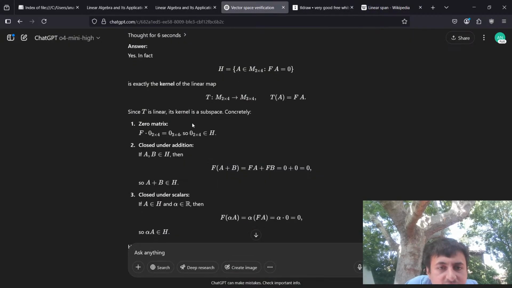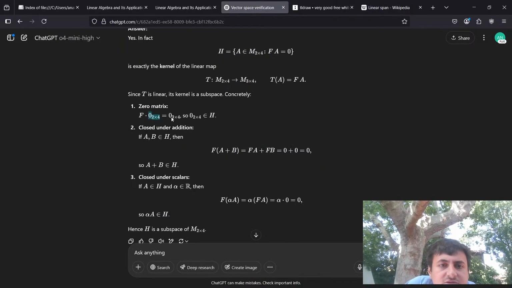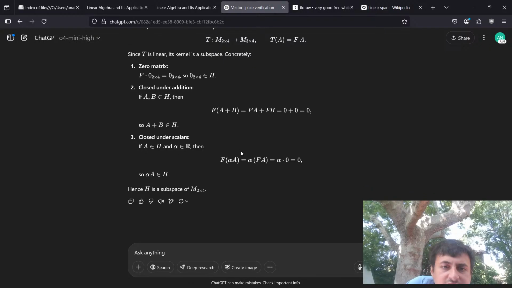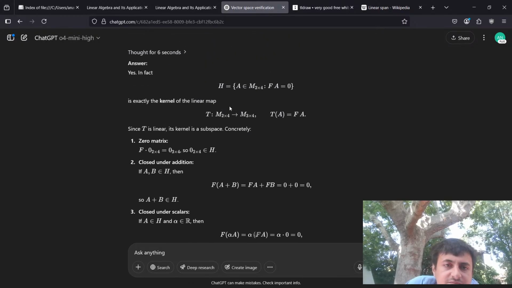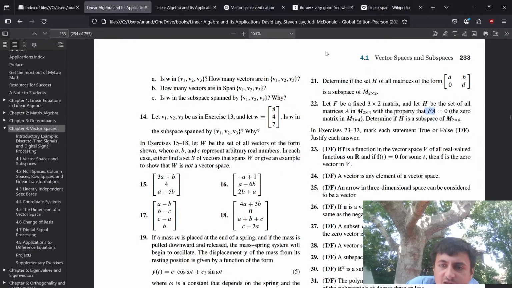Okay. So we have the zero matrix, which is good. Closed under addition, yes. Okay, so you use the distributivity of matrix multiplication, and then you have scalar. Okay, so this is exactly what I did. Very cool. That was the best one yet, man.